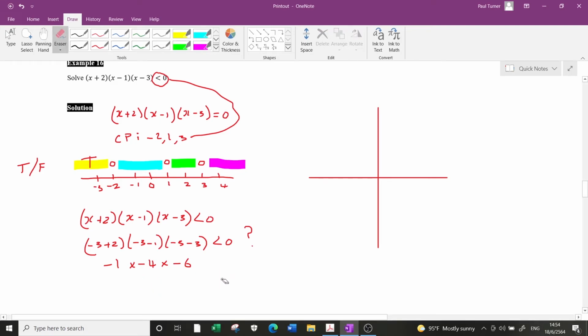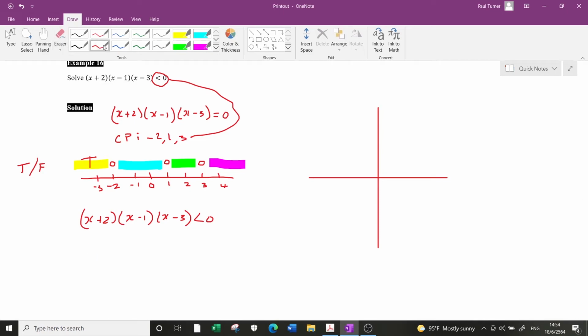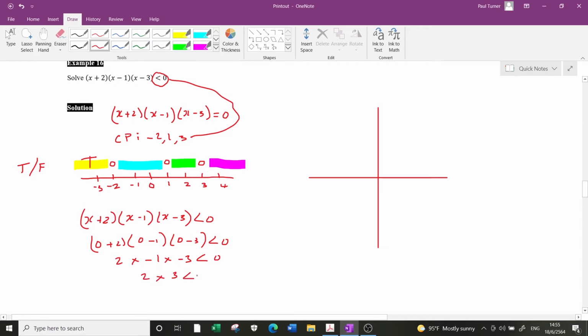So then we'll do the same for the blue part. Choose a number. 0 is easy, right? Because there's not too much calculation involved. So take 0. So 0 plus 2, 0 minus 1, 0 minus 3. Is that less than 0? So you go 2 times -1 times -3. -1 times -3 is 3. 2 3s are 6. So false. So 6 is not less than 0. Okay, so this area in blue will be false.